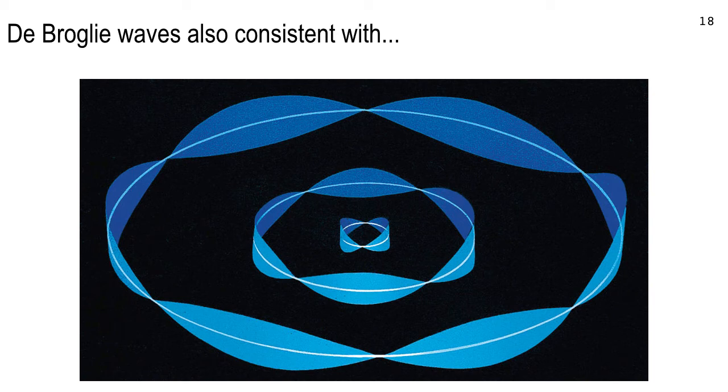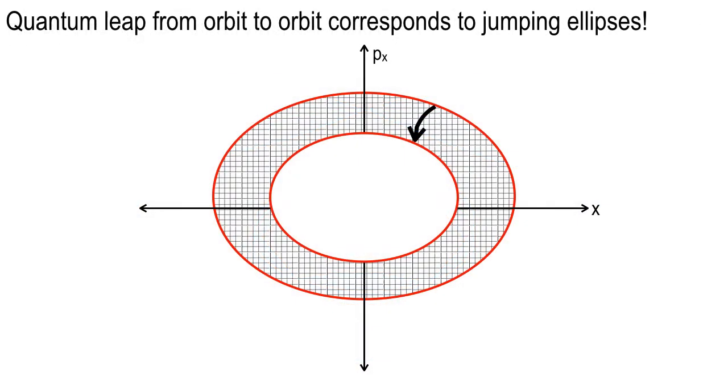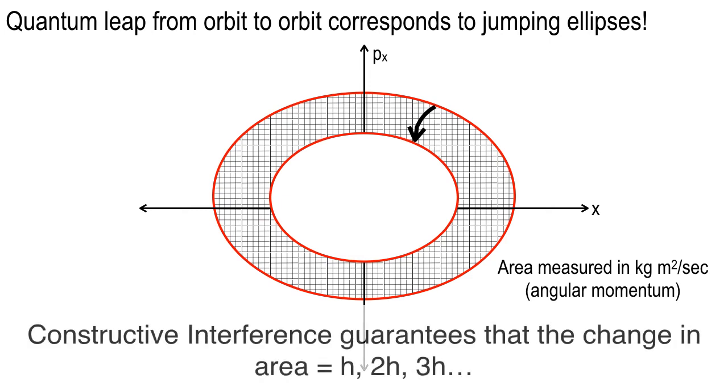Now, de Broglie waves are also consistent with one more thing. This. The difference between the harmonics on the guitar, jumping from level to level, is just like jumping from ellipse to ellipse. And guess what? The area of these ellipses in phase space, angular momentum, and here's the cool part. Each jump guarantees that the change in the area from one ellipse to the next one is a multiple of Planck's constant. So 1h, 2h, 3h, and on up. That is how nature does it. This is the most elegant quantization scheme.